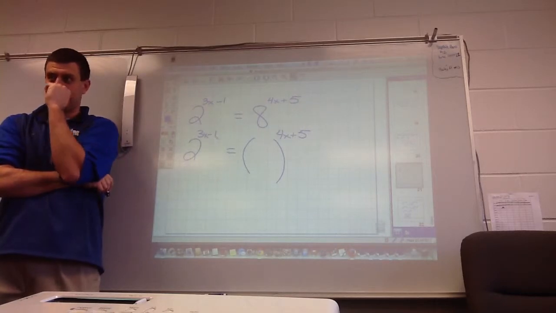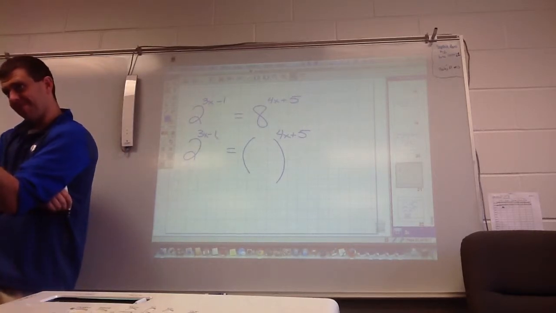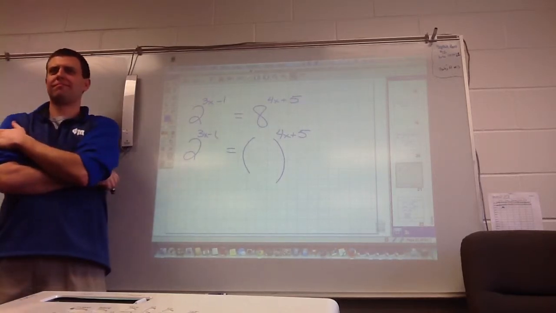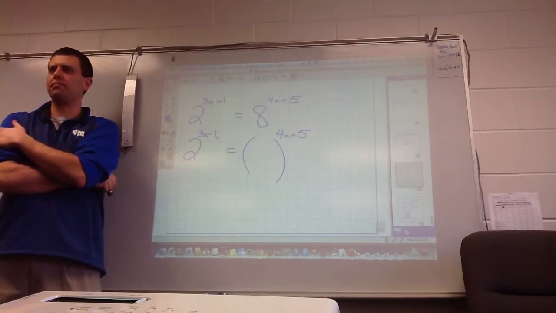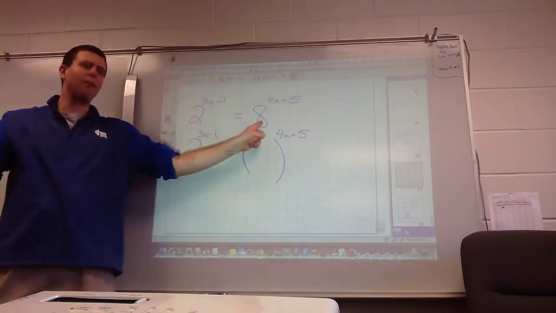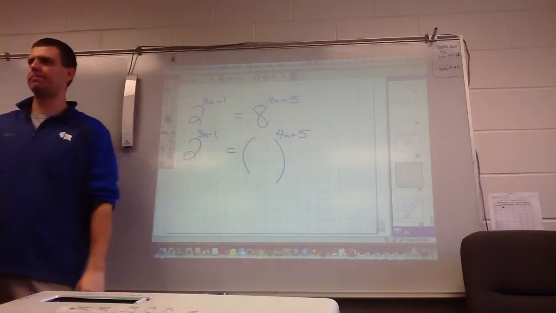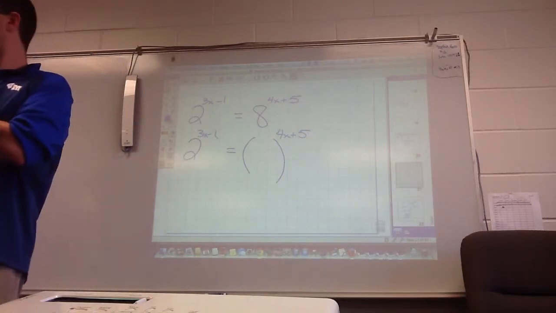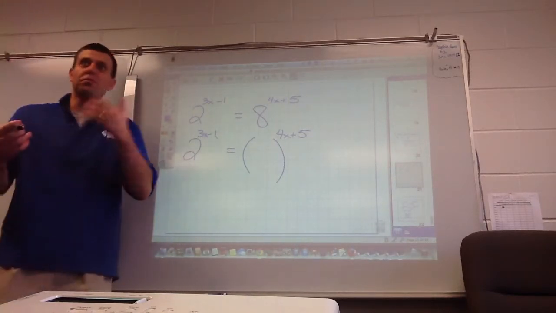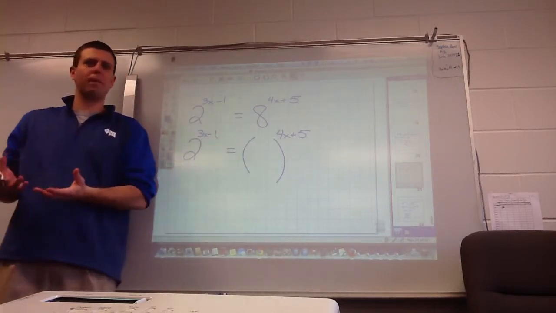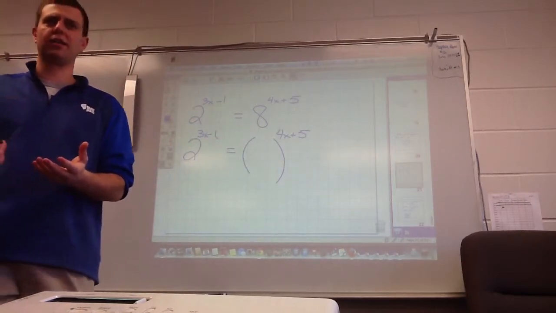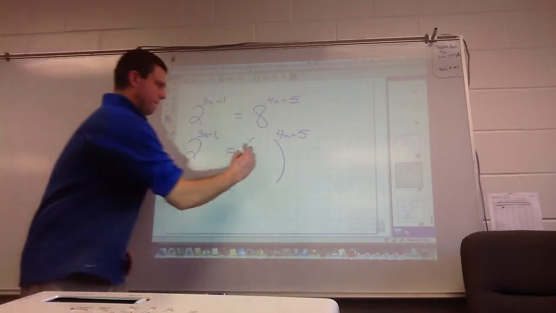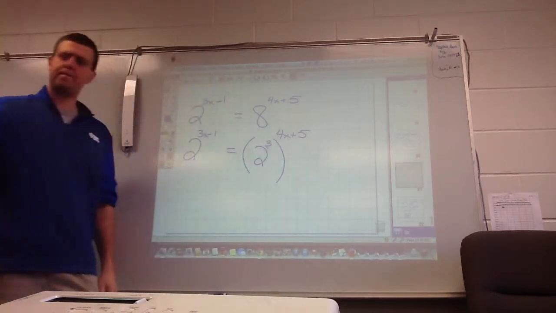Let's put 2 cubed. What's 2 cubed? 8. I'm going to change 8 to 2 cubed. If you change 8 to 2 cubed, then you have the same base on both sides of the equal sign. Where do you put the cube? Like that.